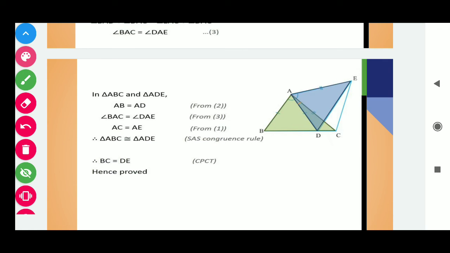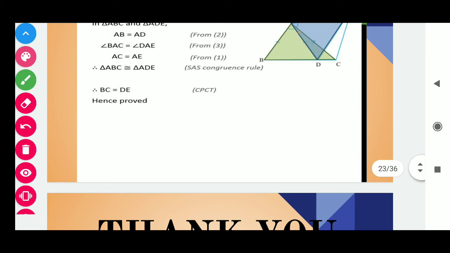Now you can see here side angle side, because this angle is lying between these two sides. So here triangle ABC and triangle ADE are both congruent, and we need to prove that BC is equal to DE, because BC is the side of triangle ABC and DE is also a side of triangle ADE. So in this way, by corresponding parts of congruent triangles, we have proved the required result.